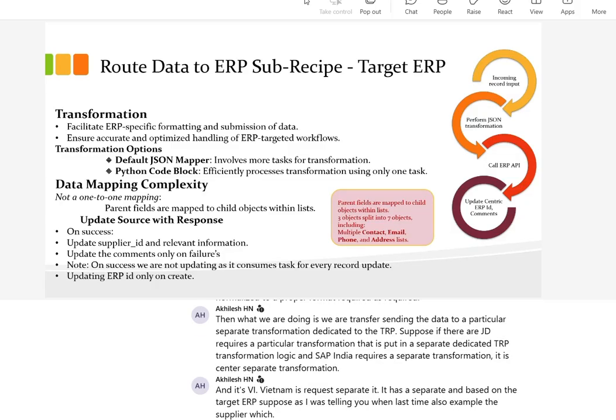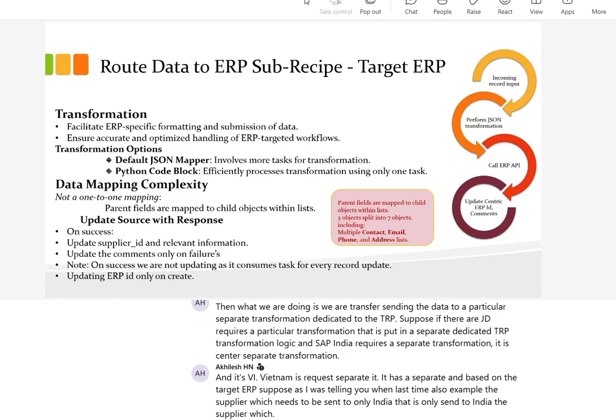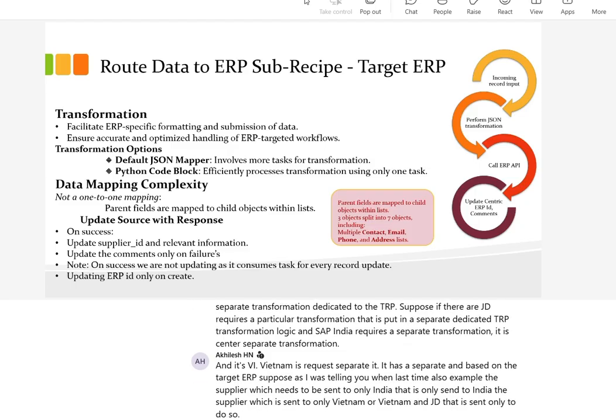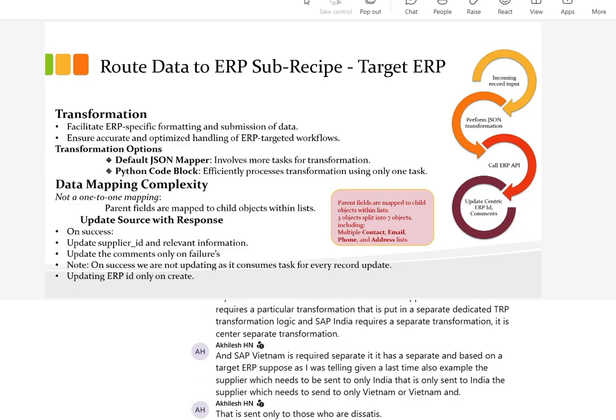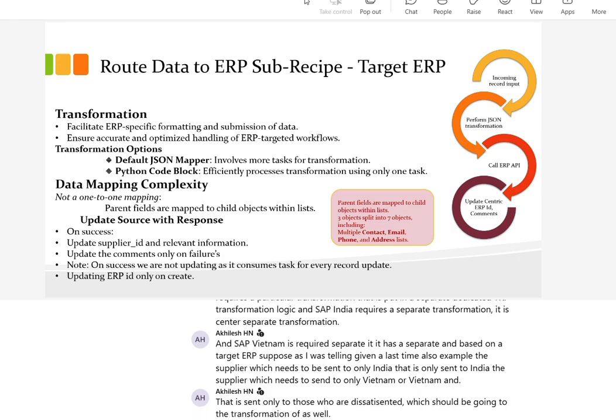And based on the target ERP, as I was telling, even last time also in the example, the supplier which needs to be sent to only India is only sent to India. The supplier which needs to be sent to only Vietnam, or Vietnam and JD, is sent only to those ERPs. So there will not be any missed data or unwanted data going to the transformation as well.